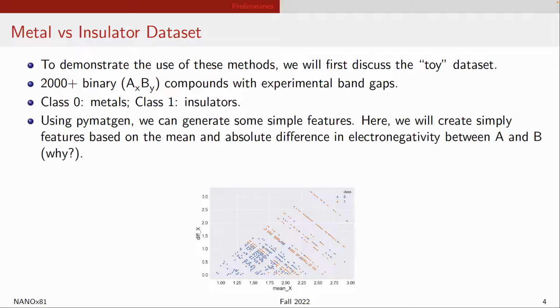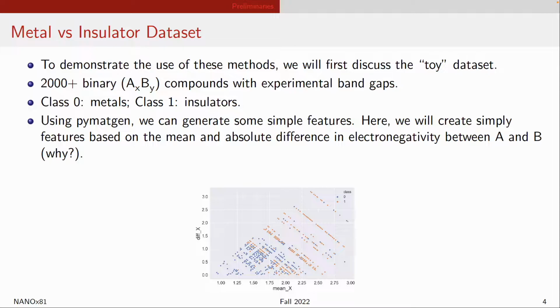So when two metals come together, like say iron and manganese, or copper and gold, they tend to form alloys, and alloys tend to be metals, right? And this is the reason why I just chose to use these two features as the potential features for my classification, right?